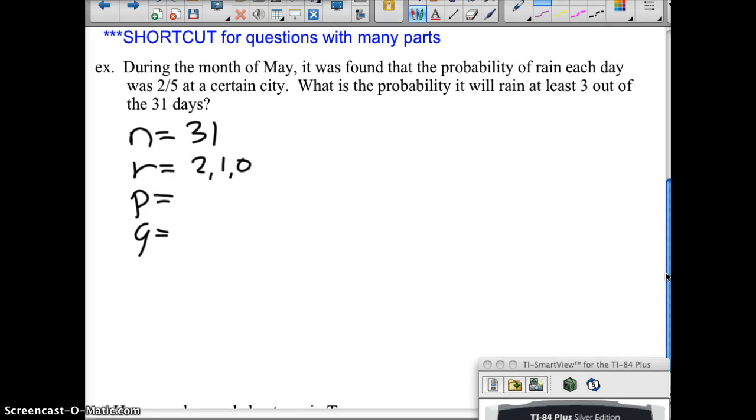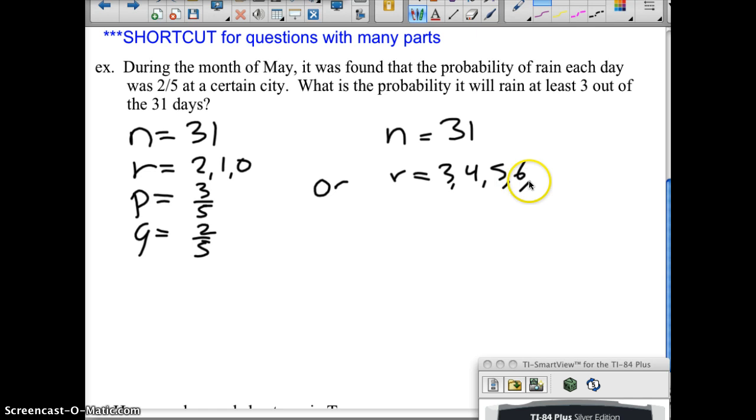And since I'm doing 2, 1, and 0, I'm doing not raining, the success here is no rain. The probability of no rain is 3/5, and the probability of rain is 2/5. So I could do it that way, or I could do it the hard way, all right? I could consider the success to be rain, which would be 3, 4, 5, all the way up to 31. And I think you'll see that is a much more difficult problem, because I don't want to add all those things together, right?